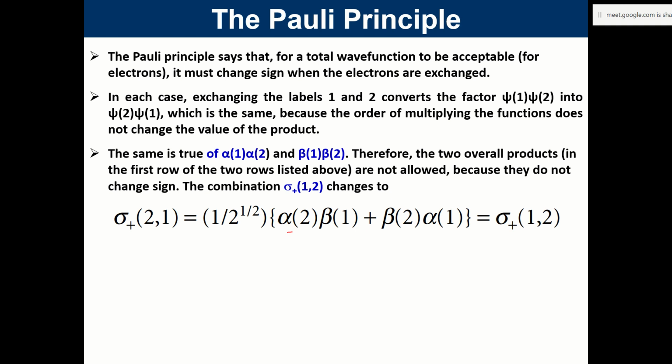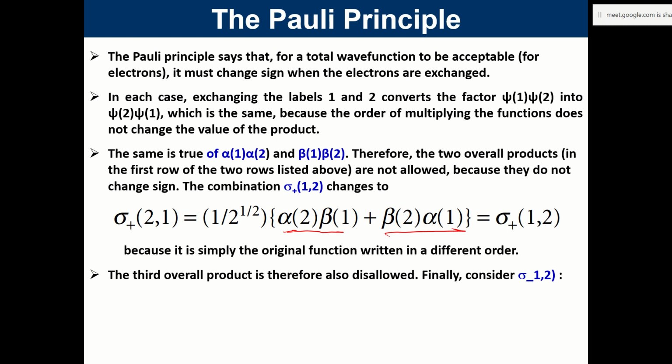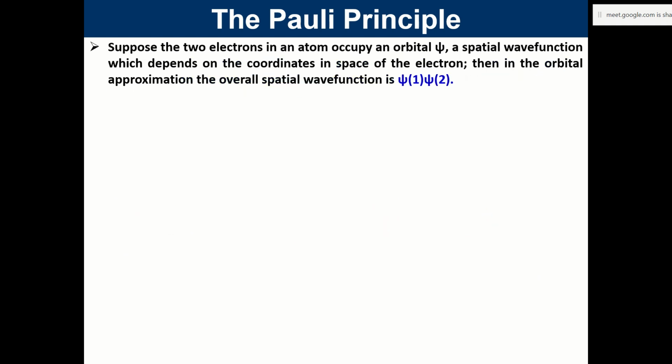And you can see again, when we are writing this in this manner, you change the label 2 1, the product is alpha 2 beta 1, like this. In case they are addition, there is no change, the sign remains same. Sign of the wave function, nothing has changed. So the third one we are rejecting as well.